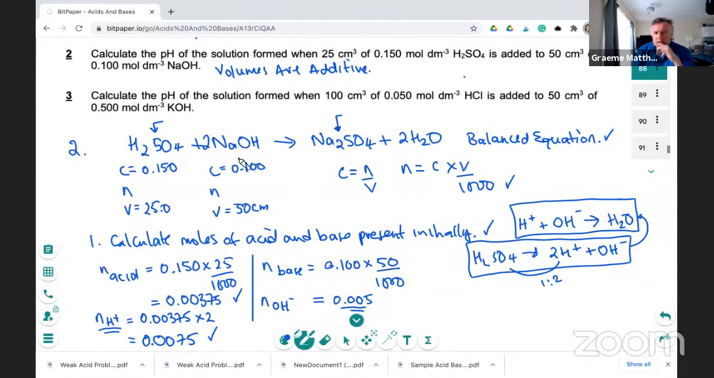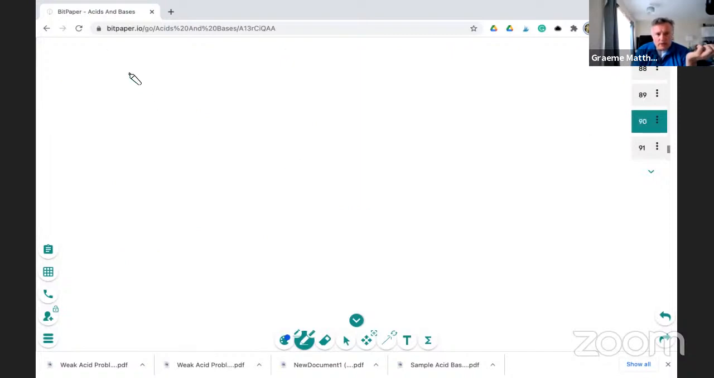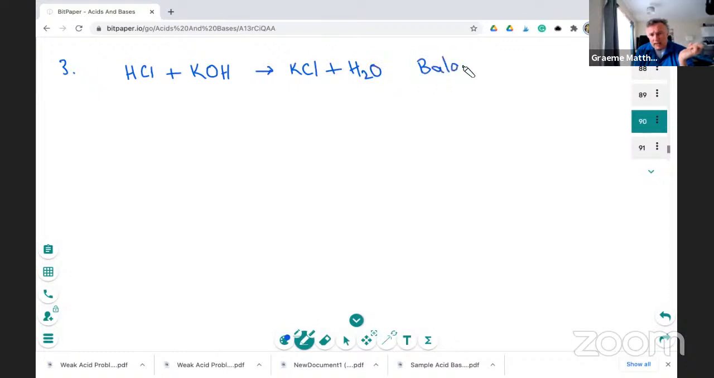Okay, let's see. I got HCl and potassium hydroxide. So this one here, then let's get this one going here. This is question 3. I've got HCl and potassium hydroxide like this. And so you're thinking, well, this one's easy. It's a monoprotic strong acid and just a plain old potassium hydroxide, right? KOH. So therefore, you're thinking what? KCl and H2O, nice 1-to-1 ratio. So I could immediately write down the fact this is balanced.